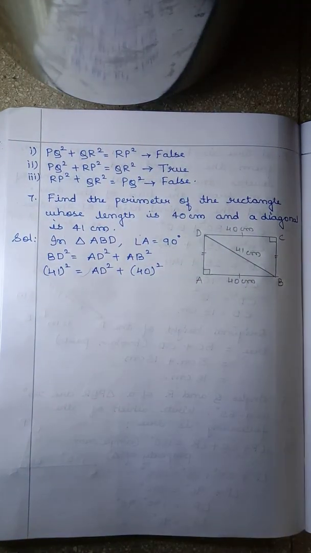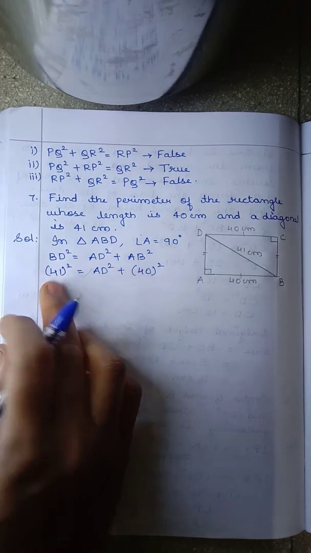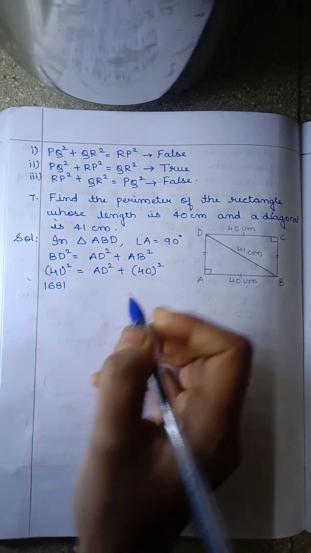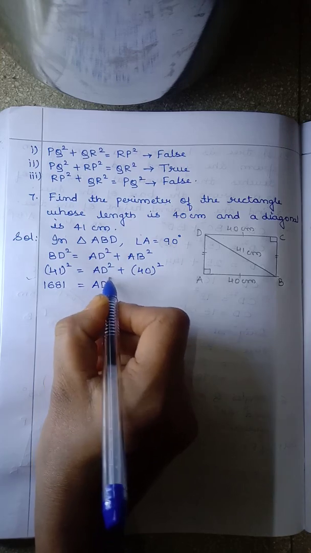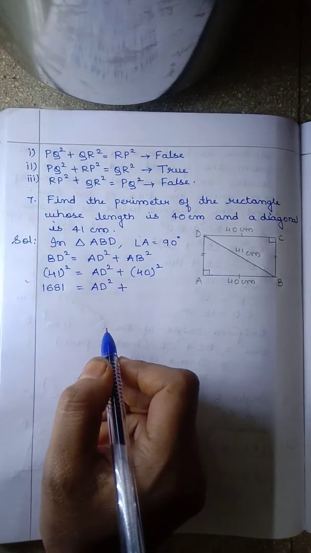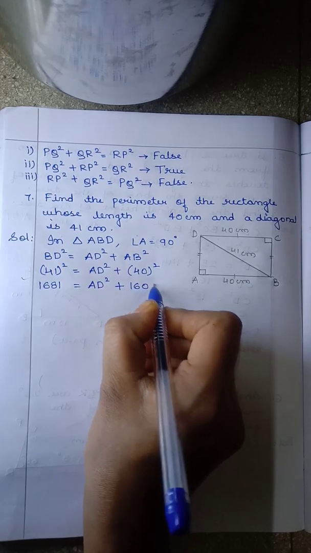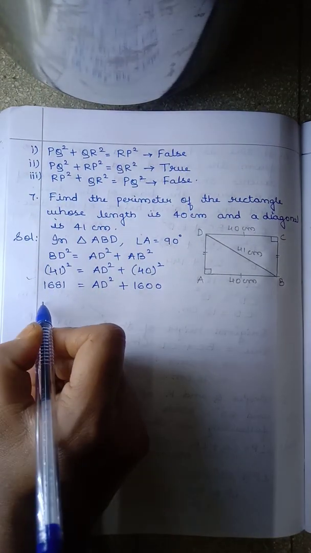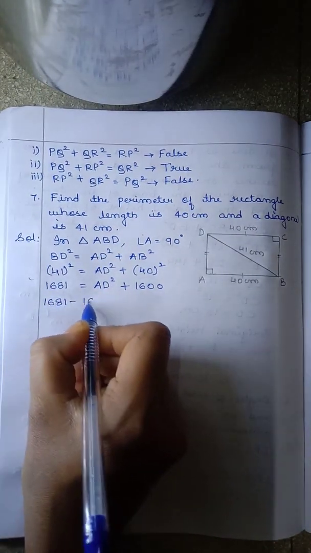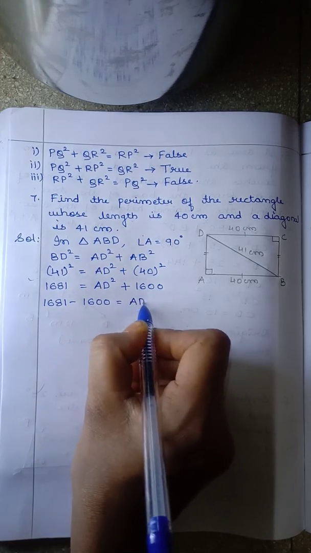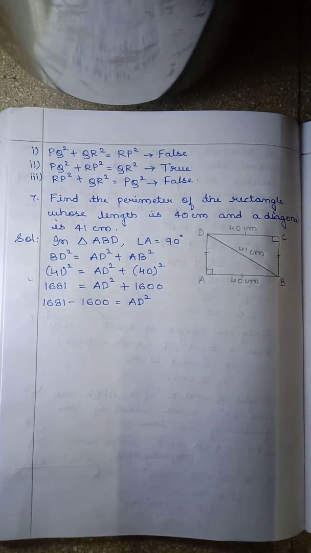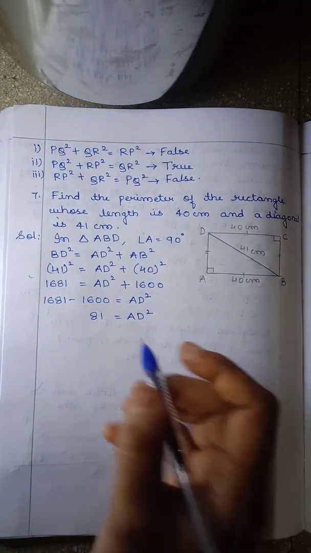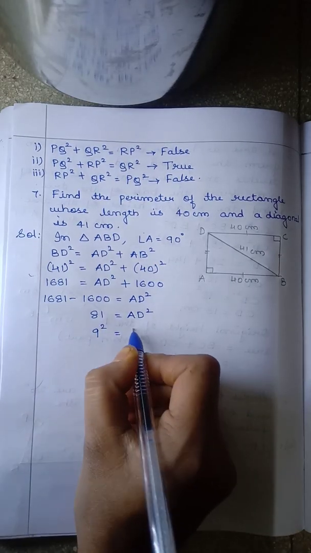So what is 41 whole raised to square? It means 41 into 41 you have to multiply, children. If you multiply 41 into 41, you will get 1681 is equals to AD square plus 40 square, that is 40 into 40. 4 4s is 16 and 2 zeros, 1600. So now 1600, take it to the LHS to find AD square. So 1681 minus 1600 is equals to AD square. Subtract, you will get 81 is equals to AD square. 81 is nothing but 9 square. 9 9s are 81.